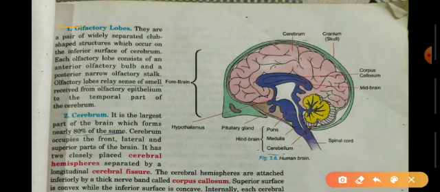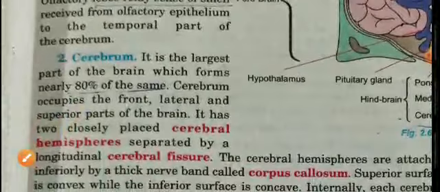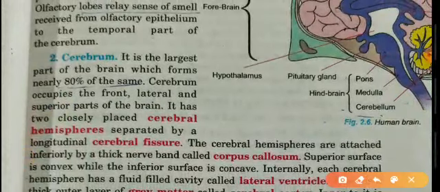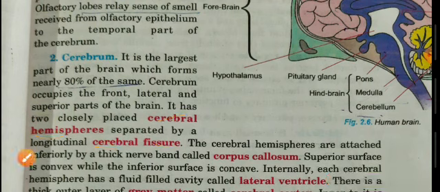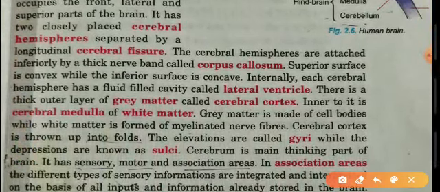The second part is the cerebrum, that is the largest part of the human brain that makes up 80% of the total brain. This cerebrum is divided into two parts by the presence of a median fissure or crack. These divided parts are called the cerebral hemispheres. Each cerebral hemisphere is internally made up of gray and white matter. Gray matter is called the cerebral cortex, whereas white matter is called the cerebral medulla. Gray matter or the cerebral cortex is formed of cell bodies, whereas white matter is formed of myelinated nerve fibers.